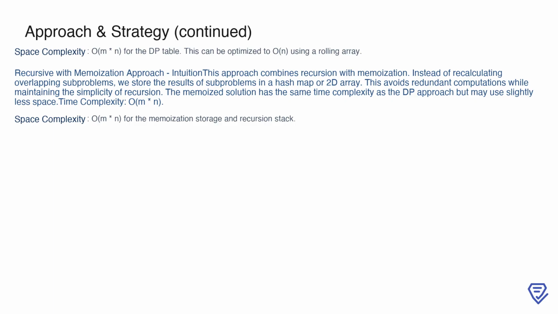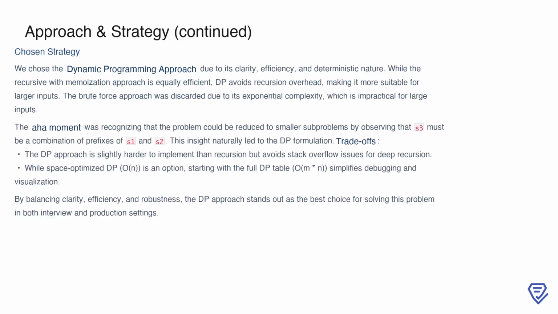While both the DP and memoized approaches are efficient, the choice between them often depends on the input size and practical considerations like stack depth and memory overhead. Ultimately, the dynamic programming approach was chosen as the most suitable strategy for this problem due to its clarity, efficiency, and deterministic nature. Although the recursive with memoization approach is equally efficient, the DP approach avoids recursion overhead and is more robust for handling larger inputs.